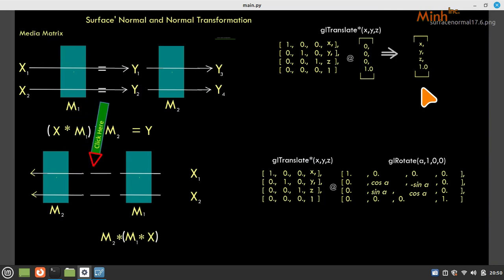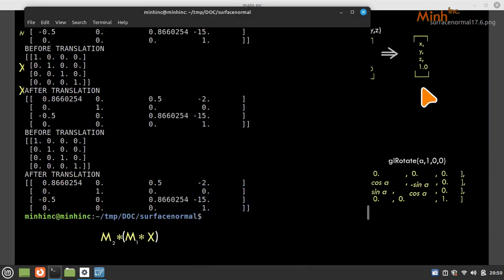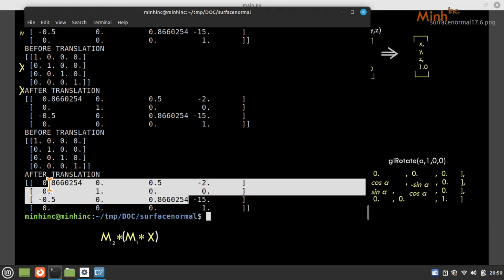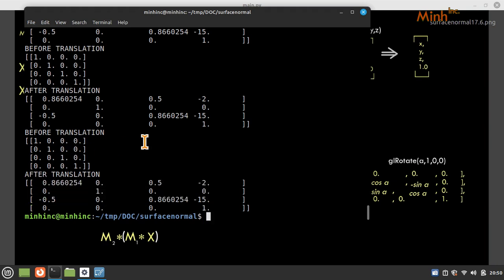We can see what it printed. Before translation it was an identity matrix. After translation, this is minus 2, x minus 15, that is z, and these are angular. The rotation it made. So we can see translation and rotation both inside the matrix.